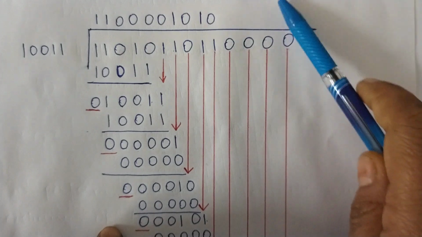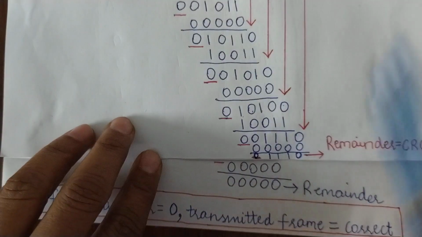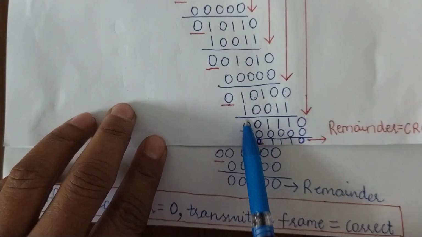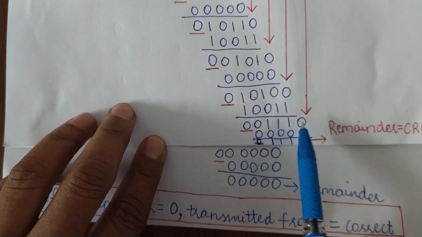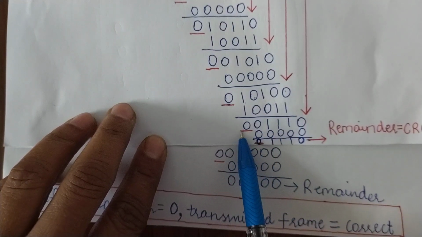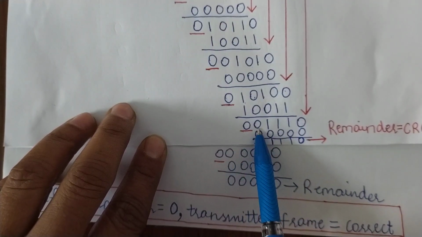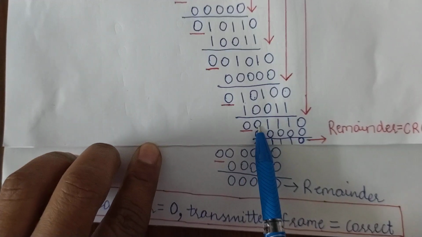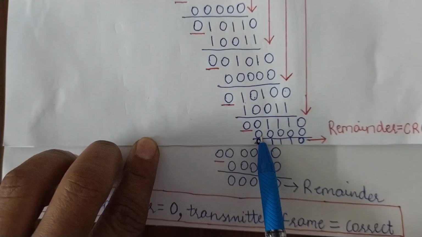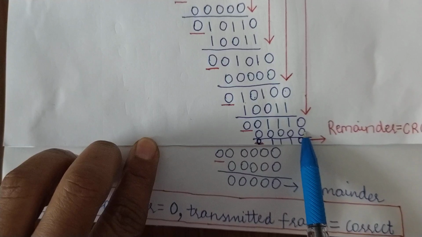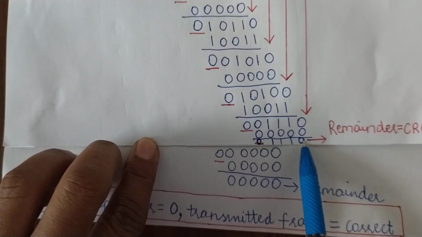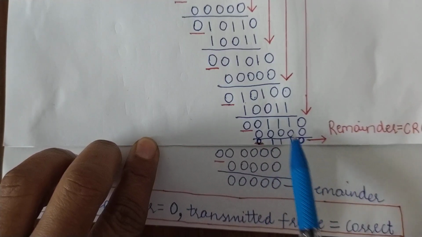Then I bring this last 0 down and I get, what do I get? I get 0 1 1 0. This 0 you know is discarded. So since the MSB, or the most significant bit, is 0, I multiply the divisor by 0 and get 5 zeros again.